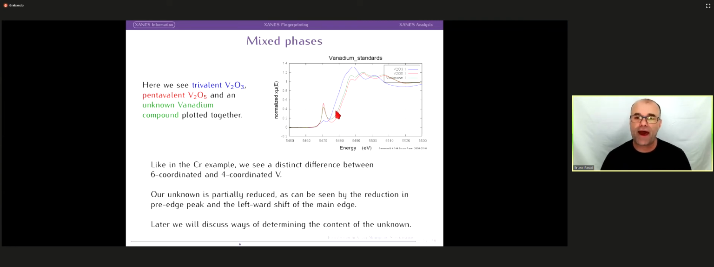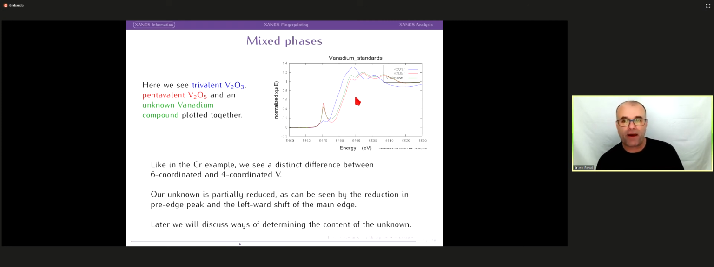And you see that the mixture then has a rising edge that's somewhere in between, because you're adding up a little bit of the blue and a little bit of the red to make the green. The pre-edge peak is a little bit lower because it doesn't have quite all of this. It has some of this mixed in. And sort of all the way through, you see something that's a mixture of the two.